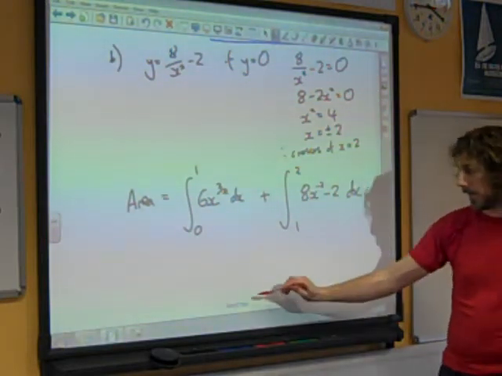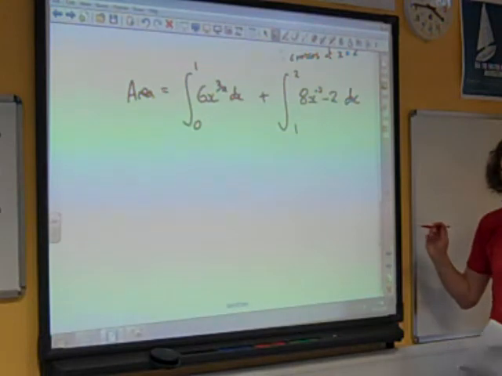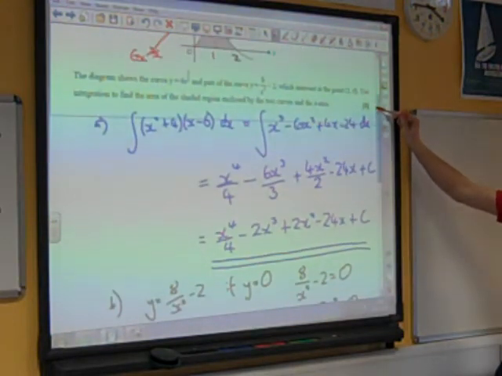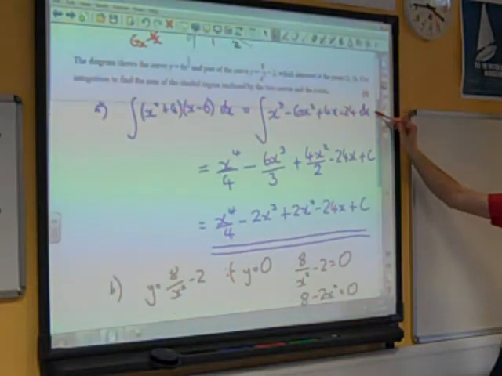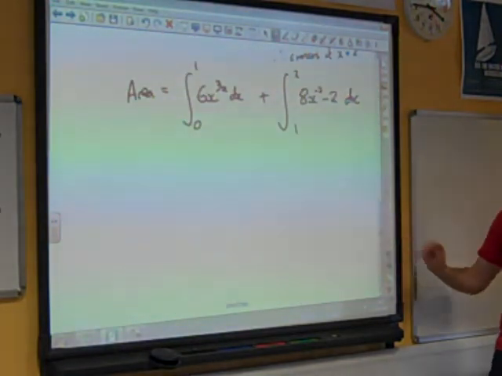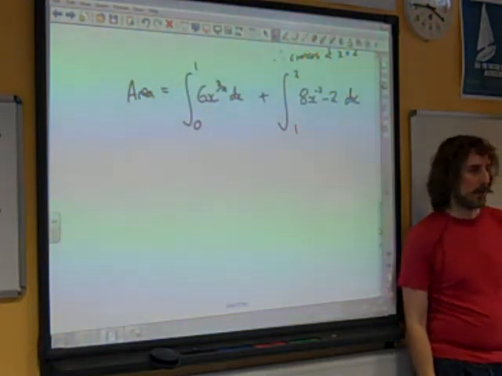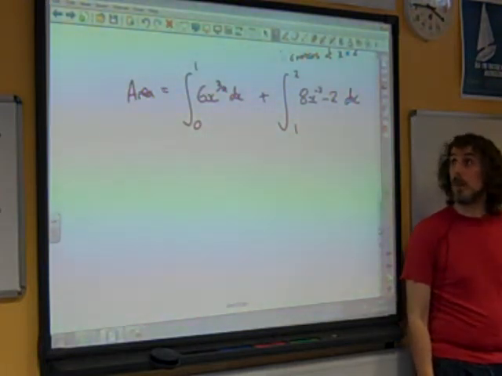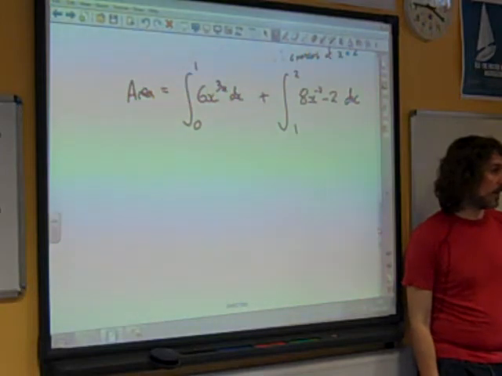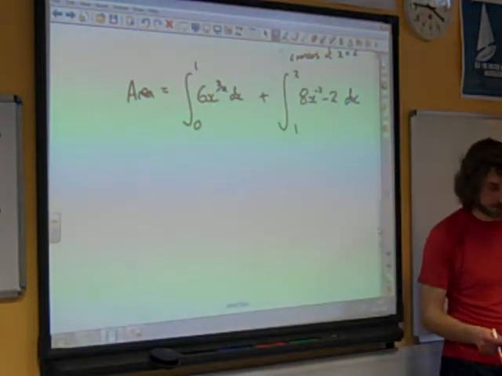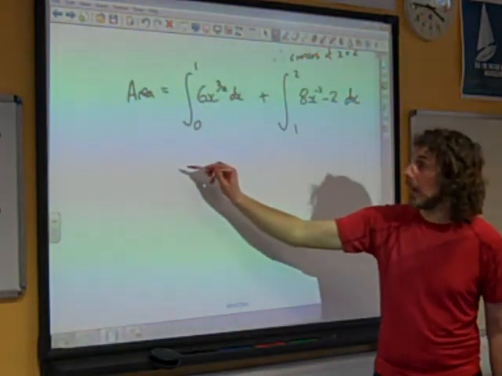We're eventually ready to do some proper integration. The question did say, I didn't say find the exact area. Okay, so it just wants us to find this area here. We'll do it exactly. Okay, we're ready to integrate. We're going to keep it separate, two independent things that we're working at.